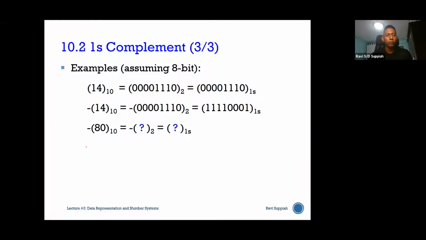Okay, so positive 80 is equal to 01010000. Since positive 80 is this, negative 80 is nothing more than the complement of it. So 10101111. So that is your answer. This is your binary and this is your ones complement. You just need to take the positive value and perform the complement of it.